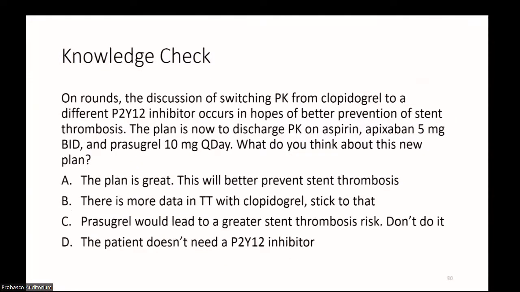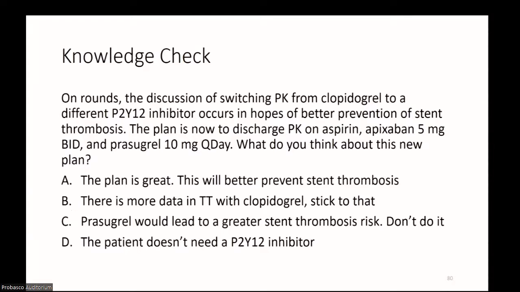Okay, so on rounds, they want to switch our patient from clopidogrel to a different P2Y12 inhibitor because they want to prevent stent thrombosis. So now they want to discharge him on aspirin, apixaban, and prasugrel. What do you think about this new regimen?